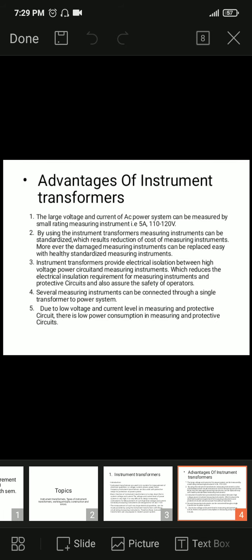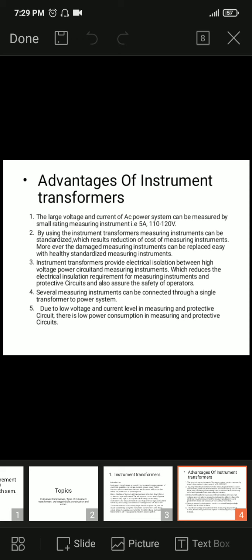The advantages of instrument transformers are: number 1, the large voltage and current of the AC power system can be measured by small rating measuring instruments, that is 5 ampere for current and 110 to 120 volt for voltage. Number 2, by using the instrument transformers, measuring instruments can be standardized, which results in reduction of cost of measuring instruments. Moreover, damaged measuring instruments can be replaced easily with healthy standardized measuring instruments.